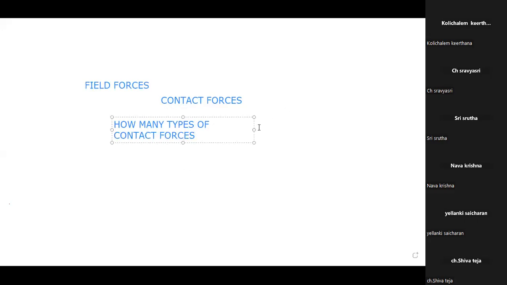Can anybody answer this one? You can chat on the chat box. Yes, nine participants raised hands, but just give your answer on the chat box only. Gravitational force is not a contact force, no? The physical contact between two objects. Okay, exactly. So contact force means the physical contact with the objects. Physical contact with the objects is known as contact force. Exactly correct. But do you know how many types there are?